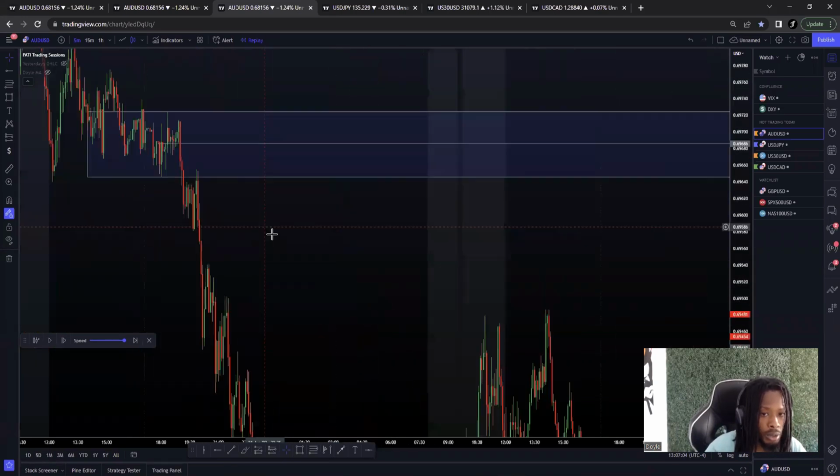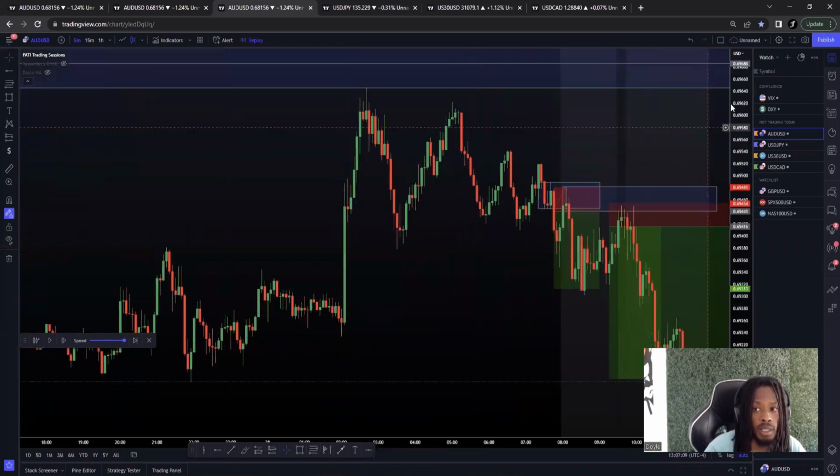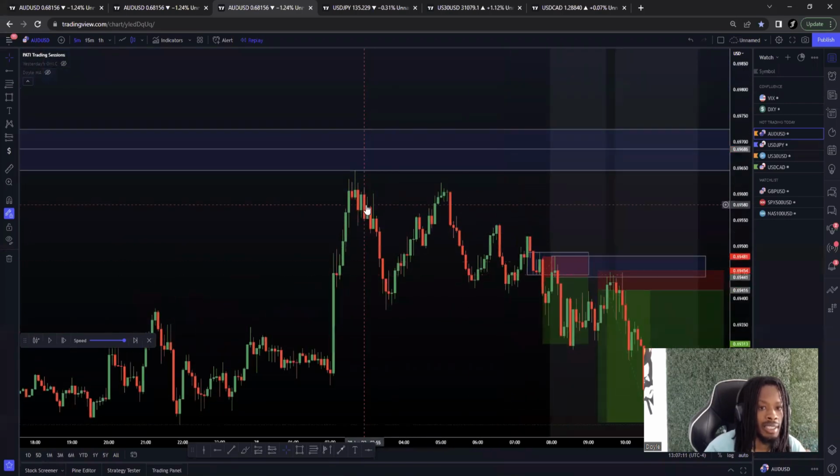Now, what we're going to do during New York session is wait and see what they are going to do. Are they going to tap into the 1 hour supply? Are they going to tap into the 15-minute supply? Or are they going to tap into the 5-minute? Whatever they do, we have a sell bias, because we are already in a 1 hour supply.